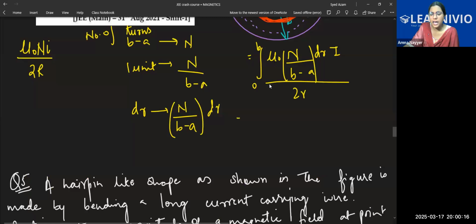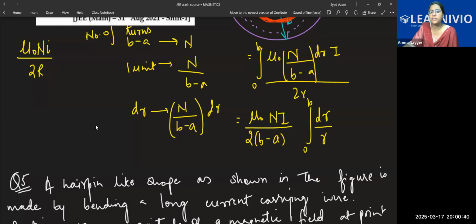See, I'll bring the constant terms out. Mu naught is a constant, out. N by B minus A, constant term, out. Current is constant, it is out. This 2 is constant, it is out. What are we left with? dr by small r, integrating it from 0 to B. Now class, the answer: mu naught N I divided by 2 into B minus A. Look, whenever you have the integral of dr by r, what do we write? Can anyone tell? Log R. Yes, log R.